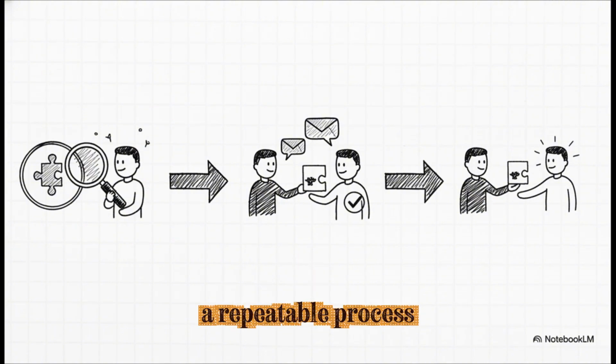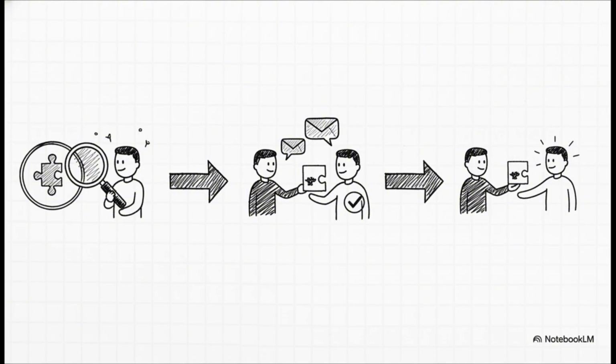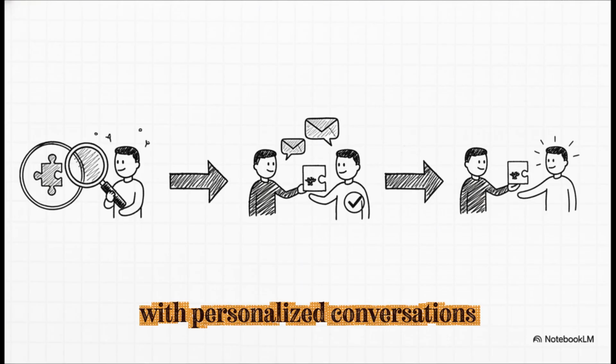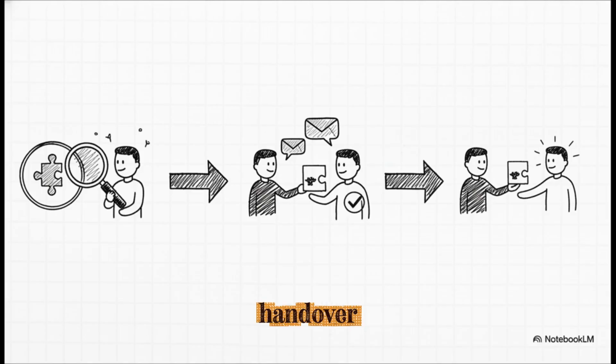And it all comes together in a repeatable process. The SDR follows 3 core steps. First, they do their research. They dig deep to really understand the customer's needs. Second, engagement. They build trust with personalized conversations. And finally, the handover. They transfer a lead that is qualified, warmed up, and actually ready to talk business. This is how you fix that black hole problem for good.